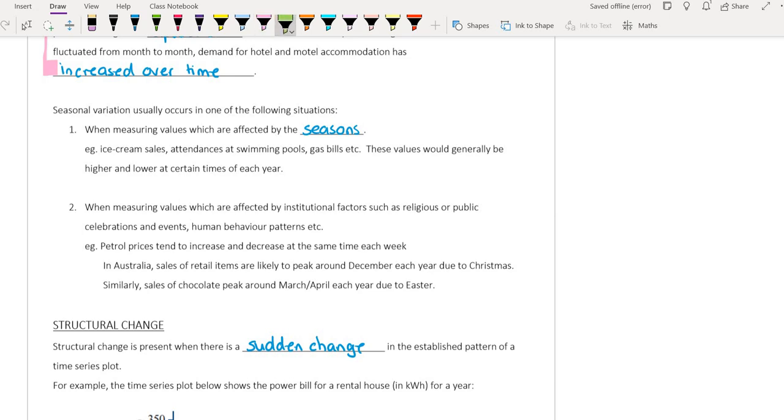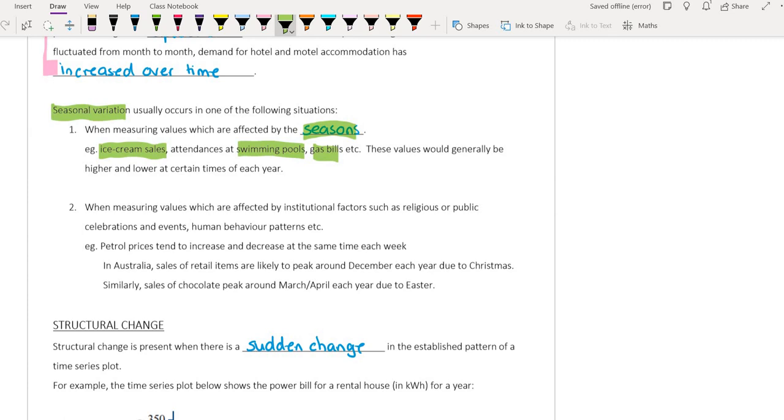And here are a couple more situations where it's likely to have seasonal variation. One of them is in the name, it's by the seasons. So in summer, every summer the ice cream sales will go up because summer's hotter, people buy more ice cream. Same with swimming pools, gas bills high in winter, so that sort of thing.